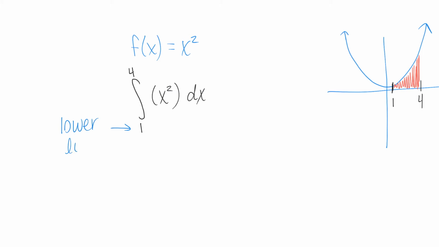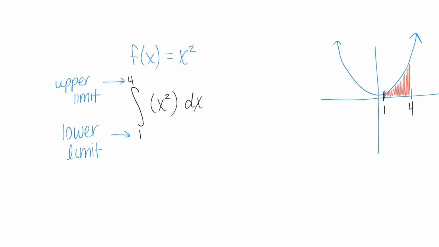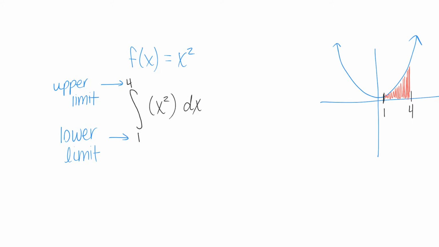And this is called, anybody want to guess? Your upper limit. Okay, so your lower limit and your upper limit. And if you integrate with an antiderivative, x squared, you will find the exact area under this. So when we find the definite integral, we're going to get an actual value.